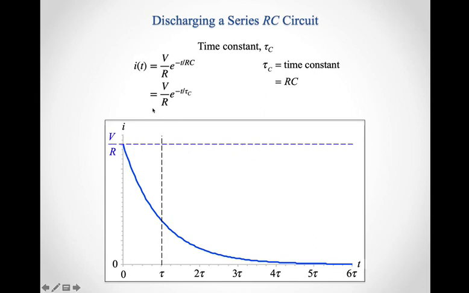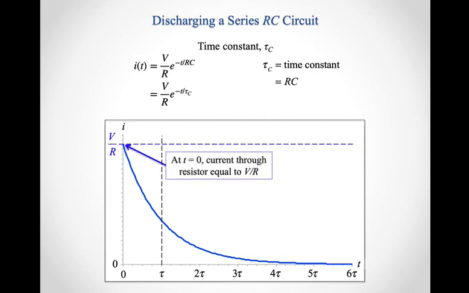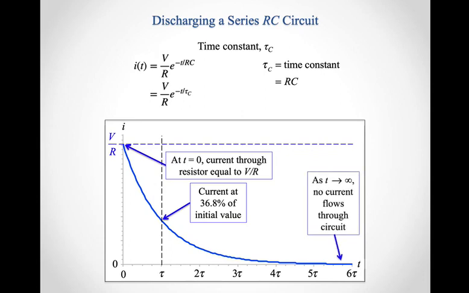And so I can rewrite this current as a function of time as V over R times e to the minus t over tau. And so this gives me sort of the same 3 points in time that we were interested in looking at before. And so what you'll notice is, again, at t equals 0, current through the resistor is equal to V over R. It will have dropped to 36.8% of that initial value after one time constant. And basically, if you wait long enough now, so as t approaches infinity, no current continues to flow through the circuit because all the charge has run off the plates.